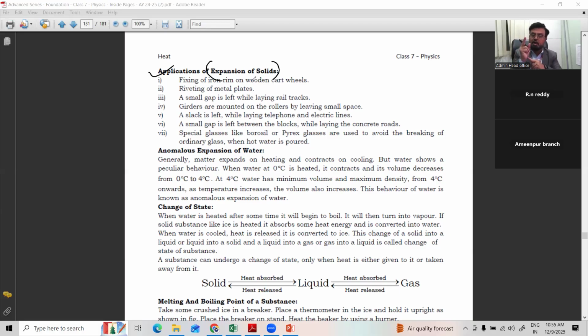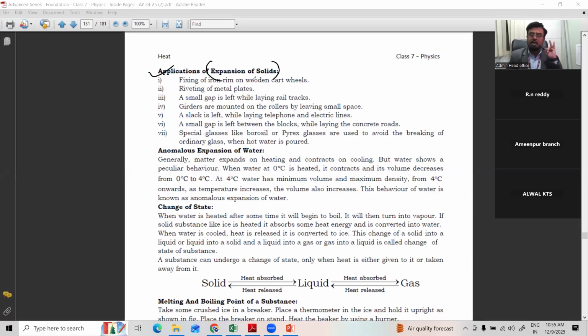Right? Take one iron rod, measure the length, say 4.8 centimeters. For example, heat it for some time and measure it again. It may increase to 4.9 or 5. That clearly indicates that on heating, a solid expands. Not only lengthwise, it may also expand area-wise, breadth-wise and volume-wise. Right? So where is this expansion of solids applicable for us?